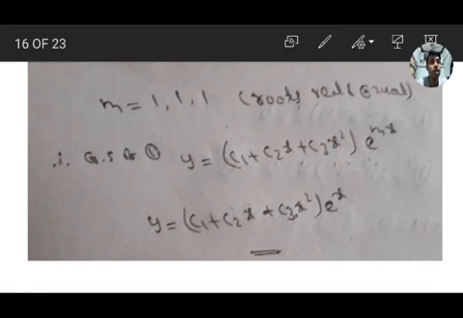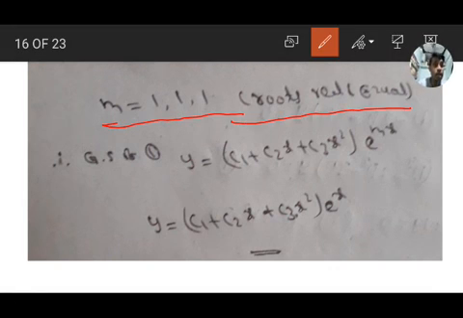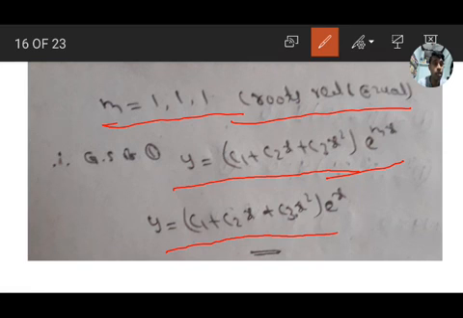M equal to 1, 1, 1, which means the roots are real and equal. Three roots here, and the three roots are real and equal. Therefore the general solution is y equal to (c1 plus c2x plus c3x square) e to the power of mx. That is, m value is 1, so y equal to (c1 plus c2x plus c3x square) e to the power of x. Okay, three solutions.